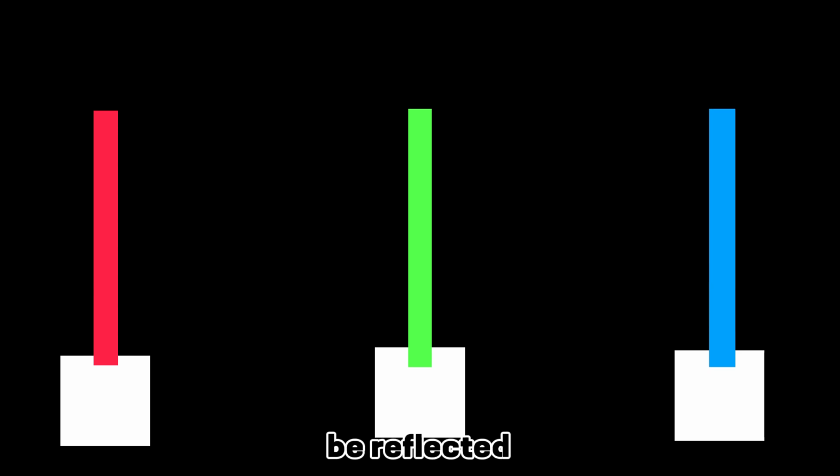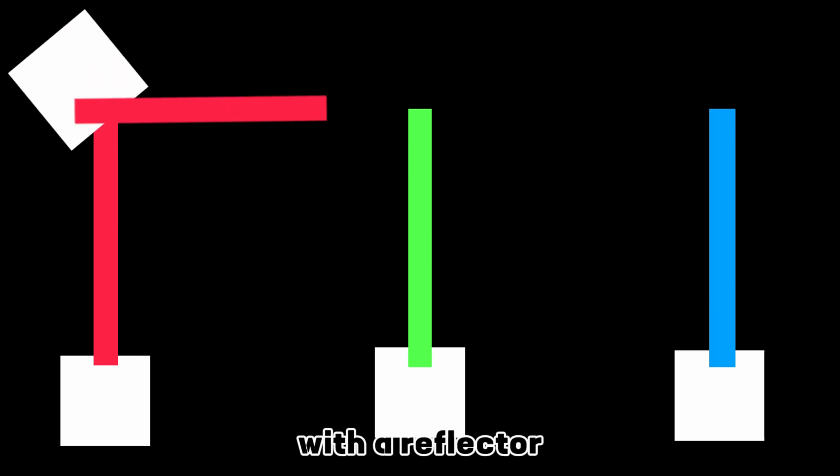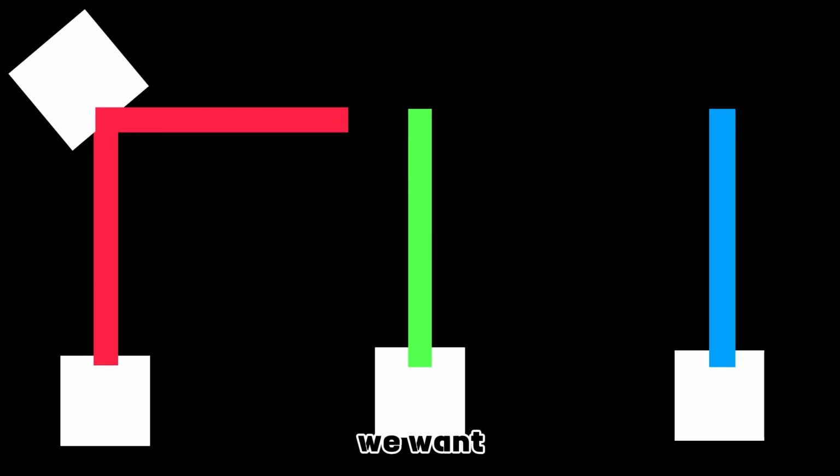Basically, we have projectors. These projectors produce a beam of light. These can be reflected with a reflector, and we can bounce them around wherever we want depending on how many reflectors we have in the scene.